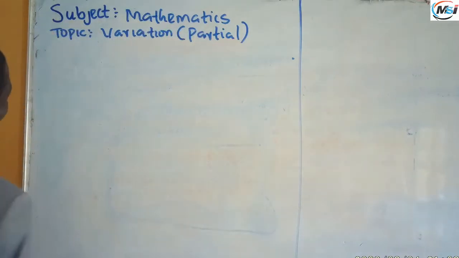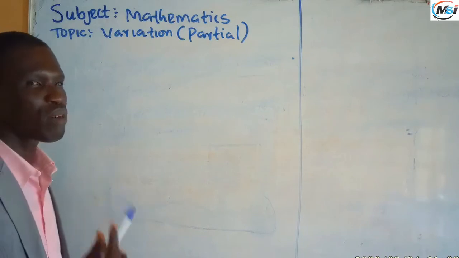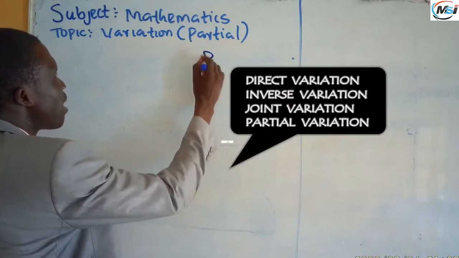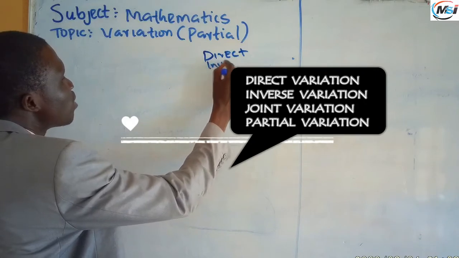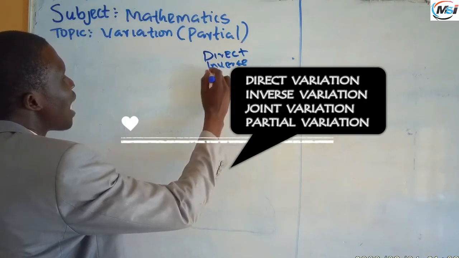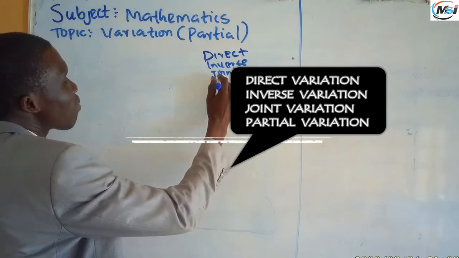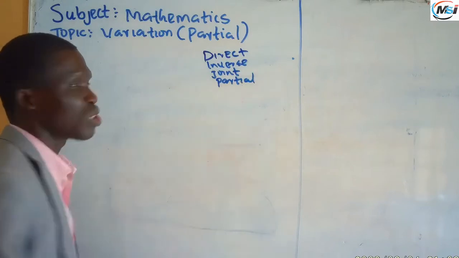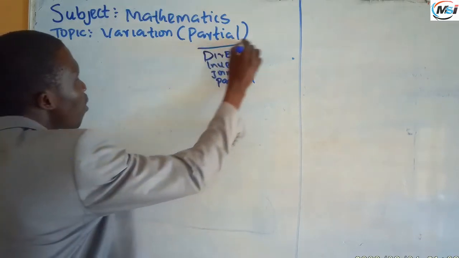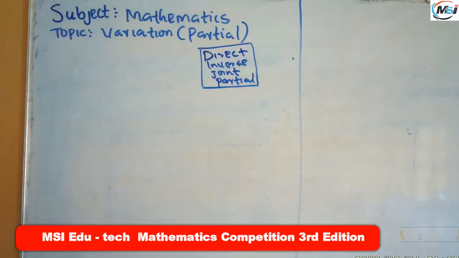Now I need to remind you that we have four types of variation. We have direct variation, we have inverse variation, we have joint variation, and we have what we call partial variation. So these are the four types of variation we have.